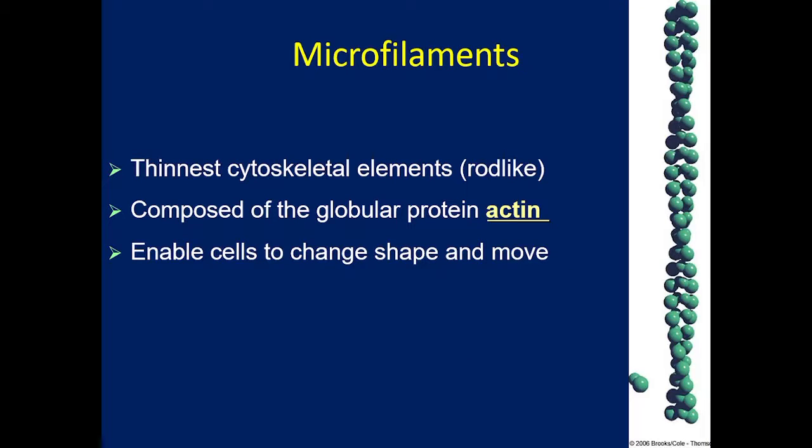In microfilaments, the most important protein is actin. They are the thinnest cytoskeleton elements, rod-like in structure. Microfilaments are composed of globular proteins, actin. Microfilaments enable cells to change shape and move.